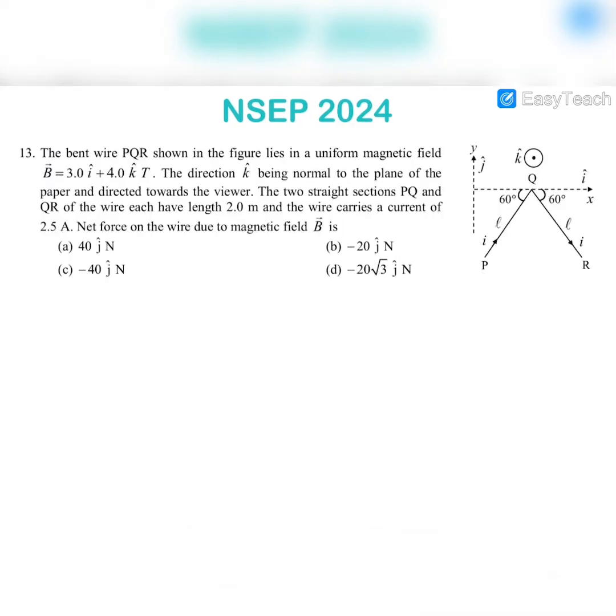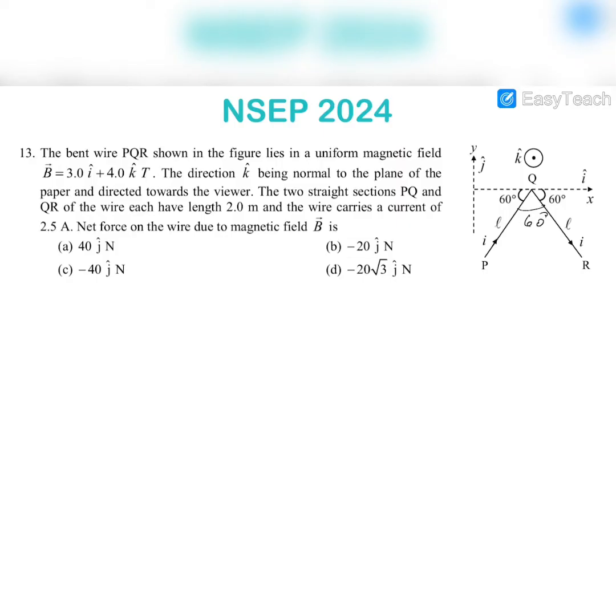In this question, you can see that there is a two-dimensional magnetic field which is in the X as well as Z direction. Now there is a wire PQR which is bent in the form of this V, and this angle is 60 degree. Some current I is flowing in the wire, and the length of this wire is L and this wire is L. So we have to find out the net force acting on this wire due to the magnetic field.